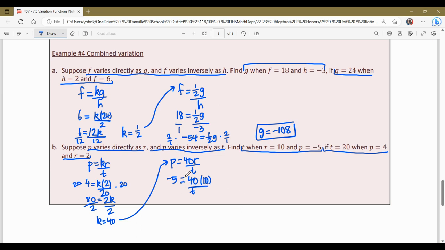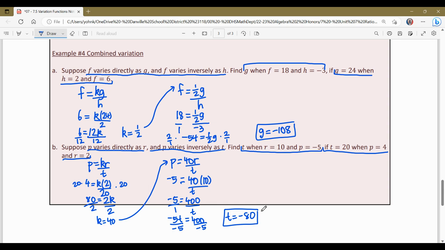Let's see. To solve, I'm going to simplify the top. So -5 equals 400 over T. I'm going to put a 1 underneath the -5, and I'm going to cross multiply. So -5T equals 400. Divide by -5. You've got T equals -80. So be careful. There can be some tricky math in there if your algebra skills are not super.